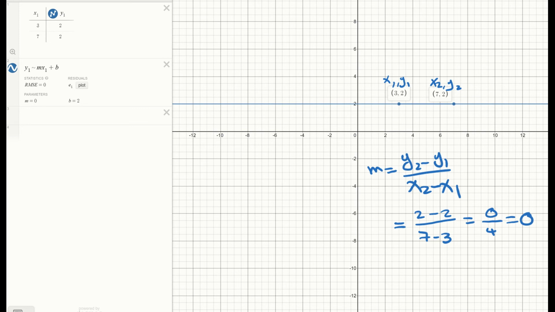How much of a climb would it be if you were going along this line? There would be no climb at all, right? That would just be a flat road. So that's why slope, again, gives you a measure of steepness. It makes perfect sense that horizontal lines would have 0 slope.